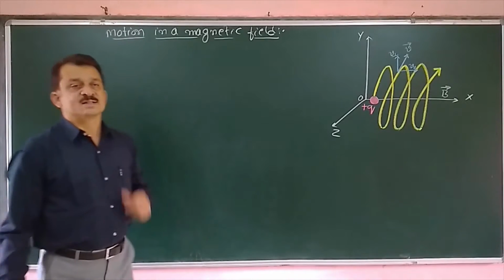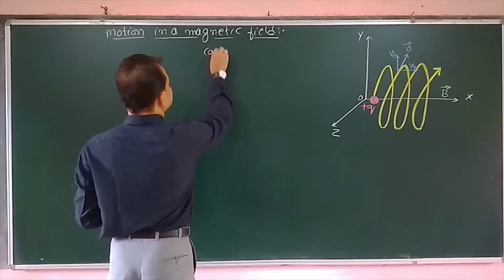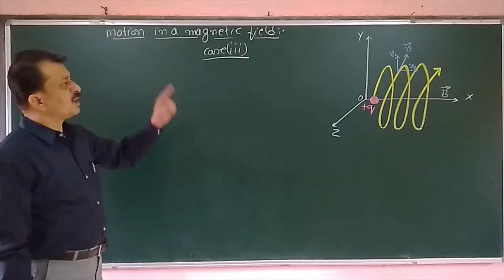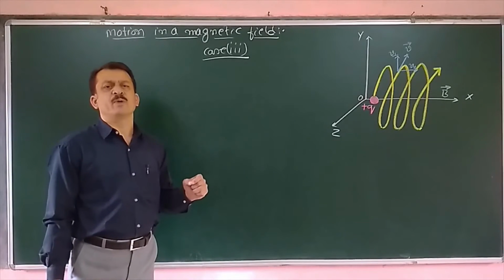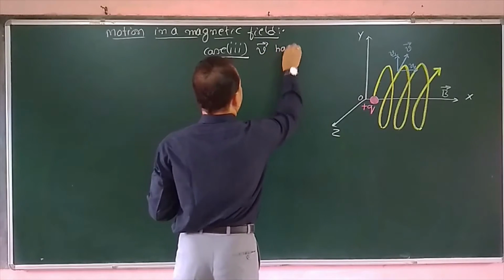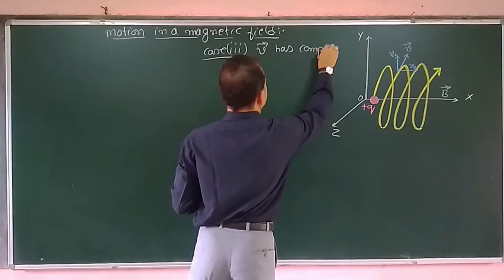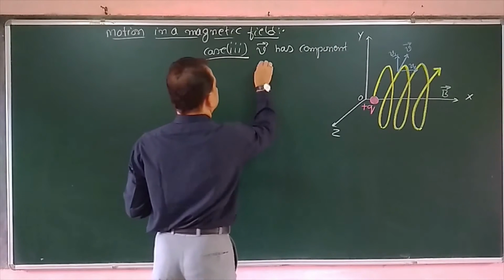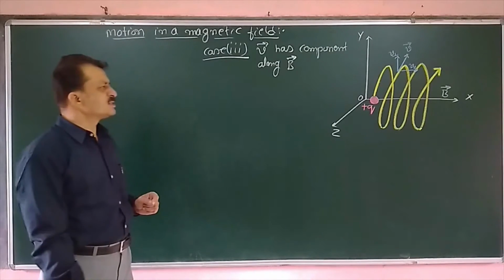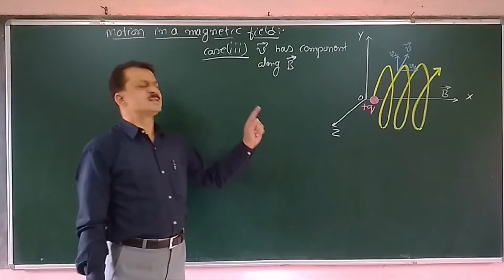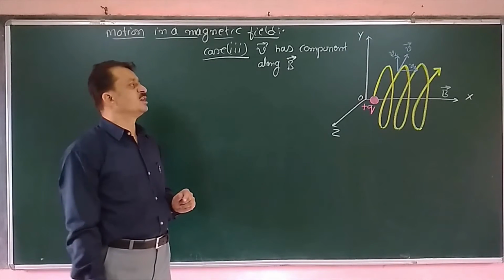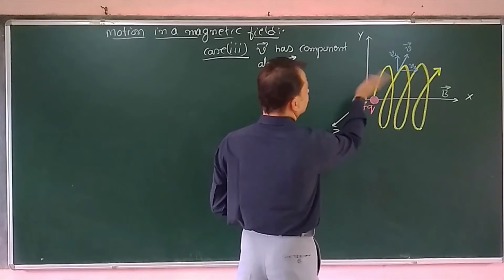Now we will study the third case. What is that third case? Case 3. Now the velocity vector has a component along the field direction. V vector has a component along the magnetic field direction. That means this charge is not moving along the field direction or perpendicular to the field direction. It is making a certain angle with the field direction.